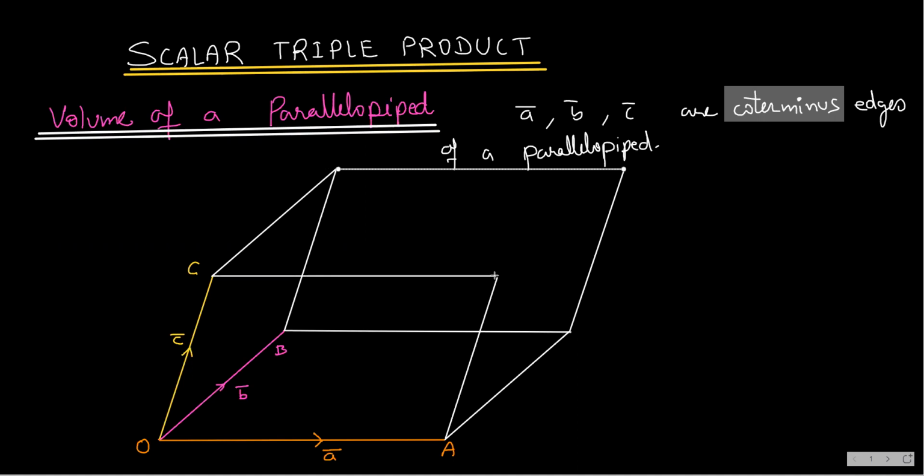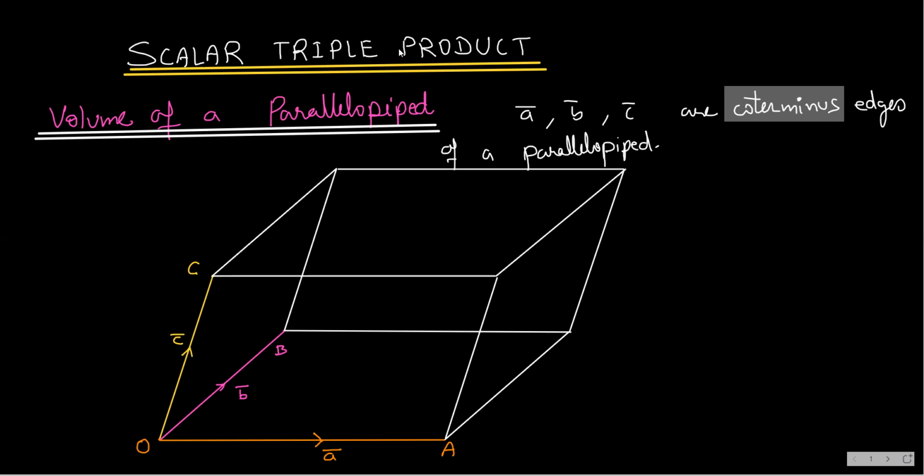See, this is a parallelepiped that you have. For this parallelepiped, what you see are the coterminous edges. The coterminous edges are A bar, B bar, C bar. You know these three edges. This part is the base of the parallelepiped.